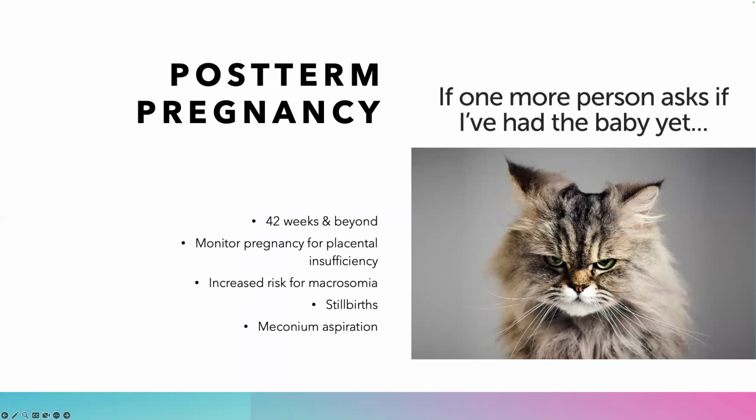And then post-term pregnancy. So this is a pregnancy 42 weeks and beyond. What we worry about in a post-term pregnancy is that the placenta is going to give out, that we're going to have placental insufficiency. The longer someone stays pregnant, the higher the risk of the baby getting larger, macrosomia. There is a risk for stillbirth, especially if the placenta stops working properly, and meconium aspiration.